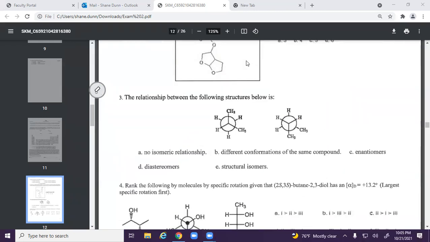Okay. So what's the relationship between these molecules? This says going up, this says going down. They are not wedge or dashed, they are lines. This guy right here is wedged, this guy here is wedged. So there are no wedges and dashes, right? So it can't be diastereomers, right? They're not different conformations. They're structural isomers.